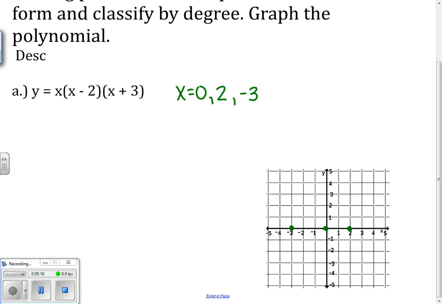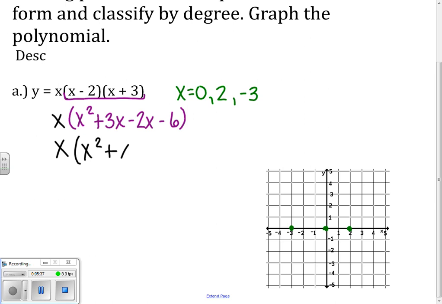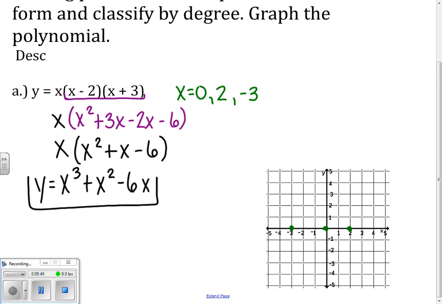Remember, standard form, when we did this before, requires you to FOIL. So I'm going to do these two first, which means I'm going to keep this x out front. I'm going to FOIL x minus 2, x plus 3. I get x squared plus 3x minus 2x minus 6. And if I combine like terms, that gives me x squared plus x minus 6. And now I'm just going to distribute the x in front to get x cubed plus x squared minus 6x. Throw a y in front to be pretty. This is standard form.